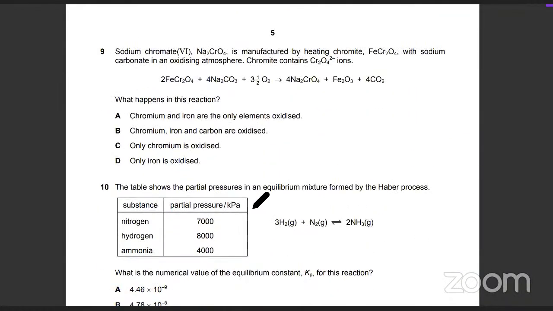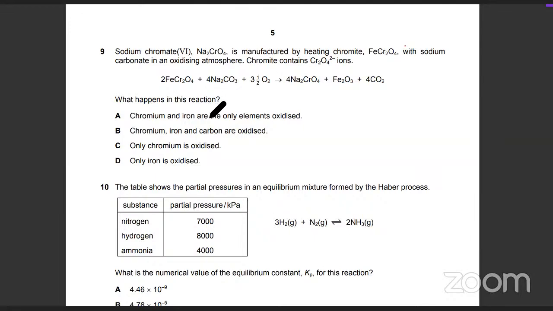So the next one is, sodium chromate 6 is manufactured by heating chromite, FeCr2O4, with sodium carbonate in an oxidizing atmosphere. So you think what happens in this reaction? So there's this reaction happening. What happens in this reaction?